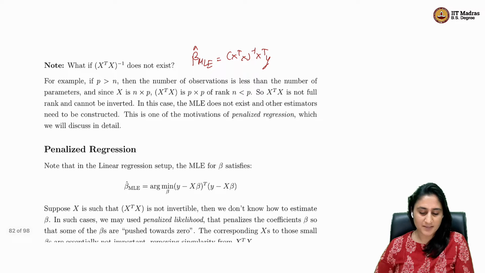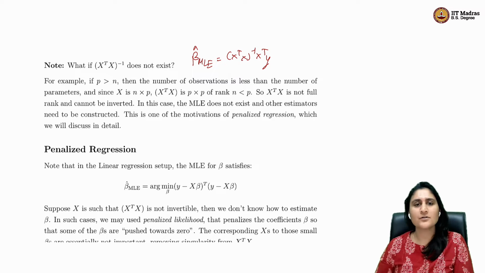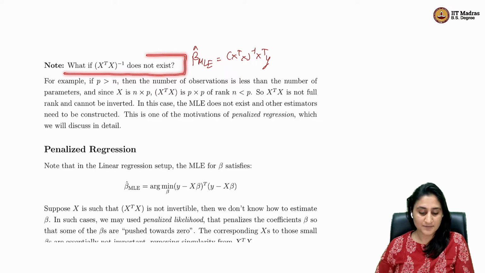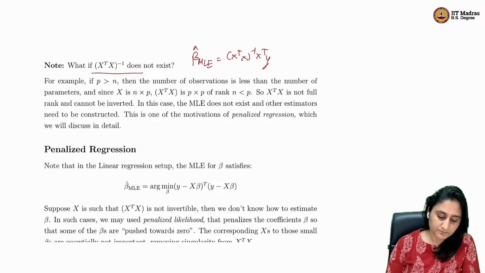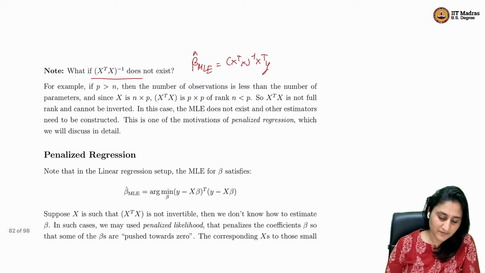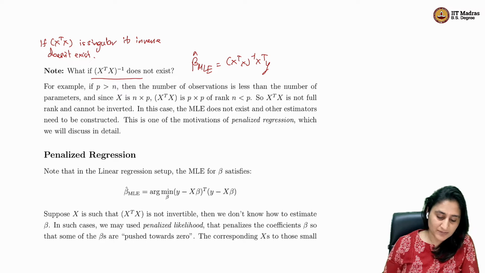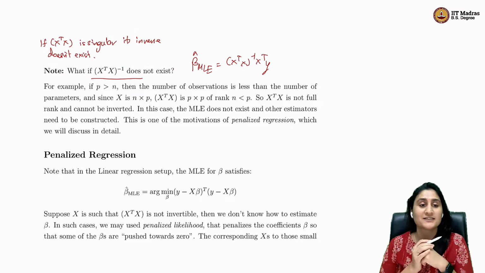Now, the question is that because there is an inverse of a matrix, we have to ask ourselves, when does that inverse exist? Okay. So what if (X transpose X) inverse does not exist? And that's very much possible if the matrix is singular. So the first answer to this question is, if X transpose X is singular, its inverse doesn't exist. Okay, so the question now is, when is X transpose X singular?